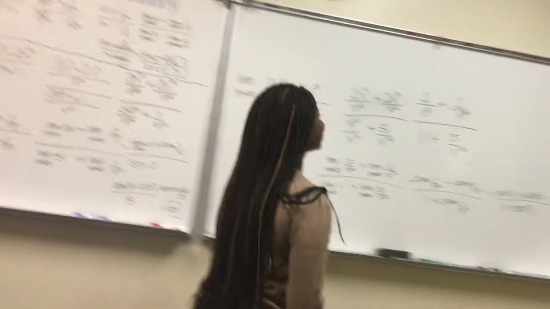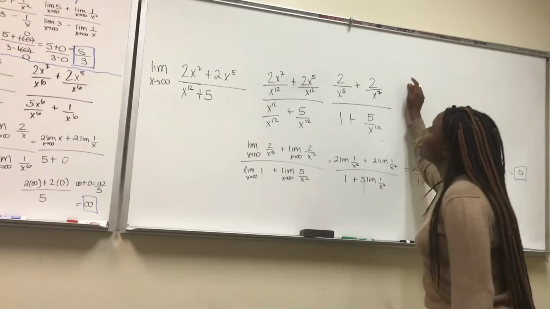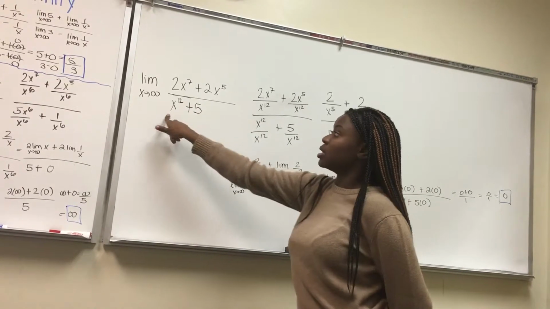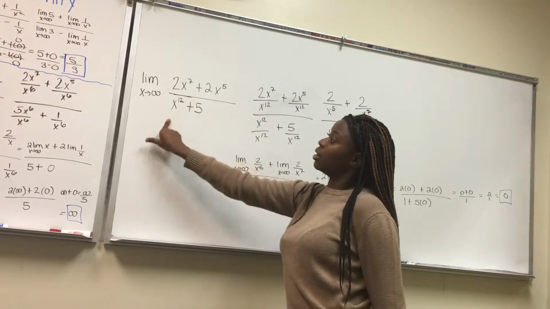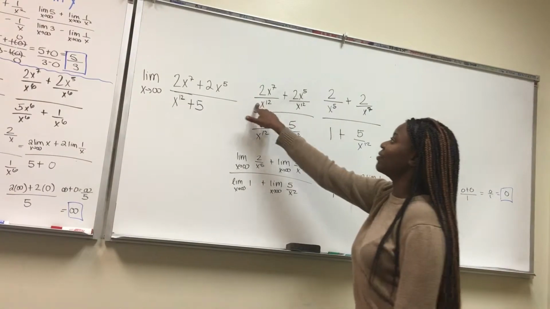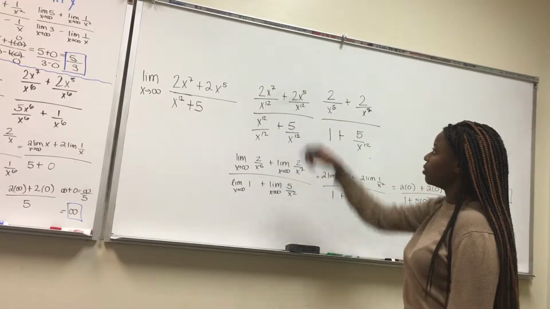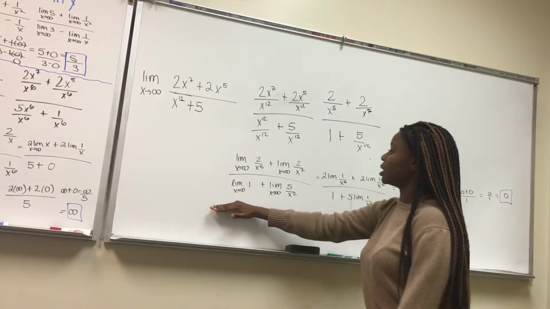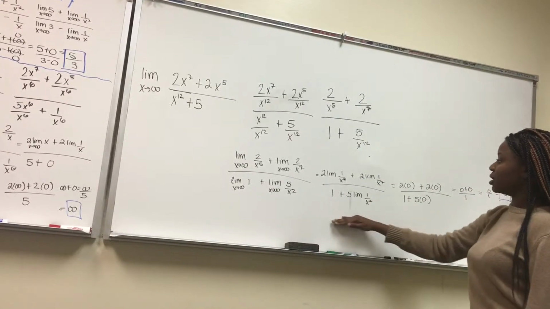And our last point is, we'll do the same thing. Since x to the 12th is the largest exponent, we'll divide everything by x to the 12th. We'll show our work here, simplify, put our limits in, and what we get is this.